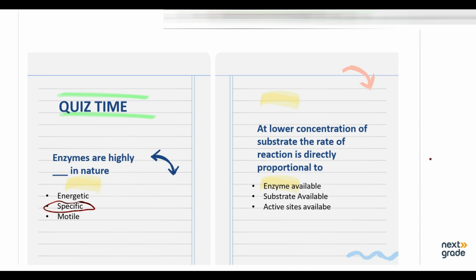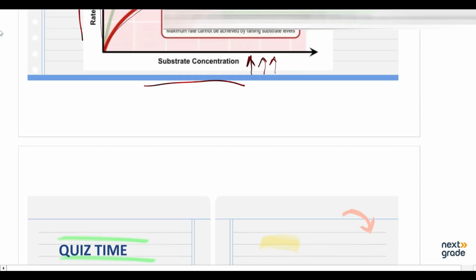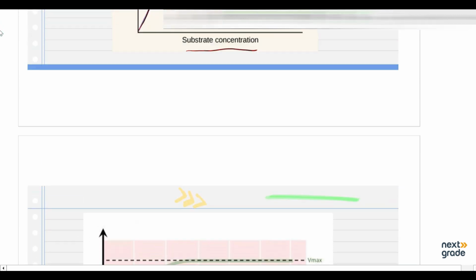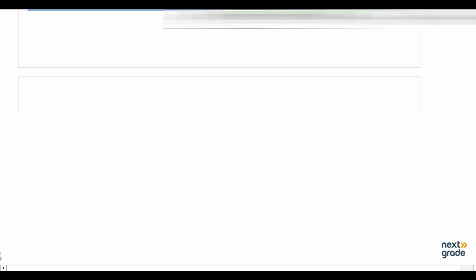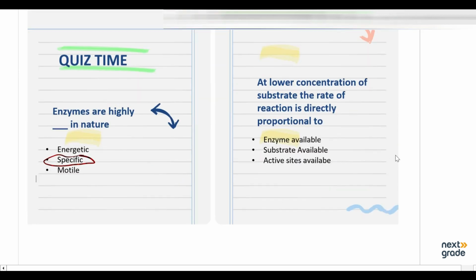As we have just learned, if we move a little back, here, the rate of reaction is directly proportional to the substrate available. So here the correct answer will be the second option, substrate available.